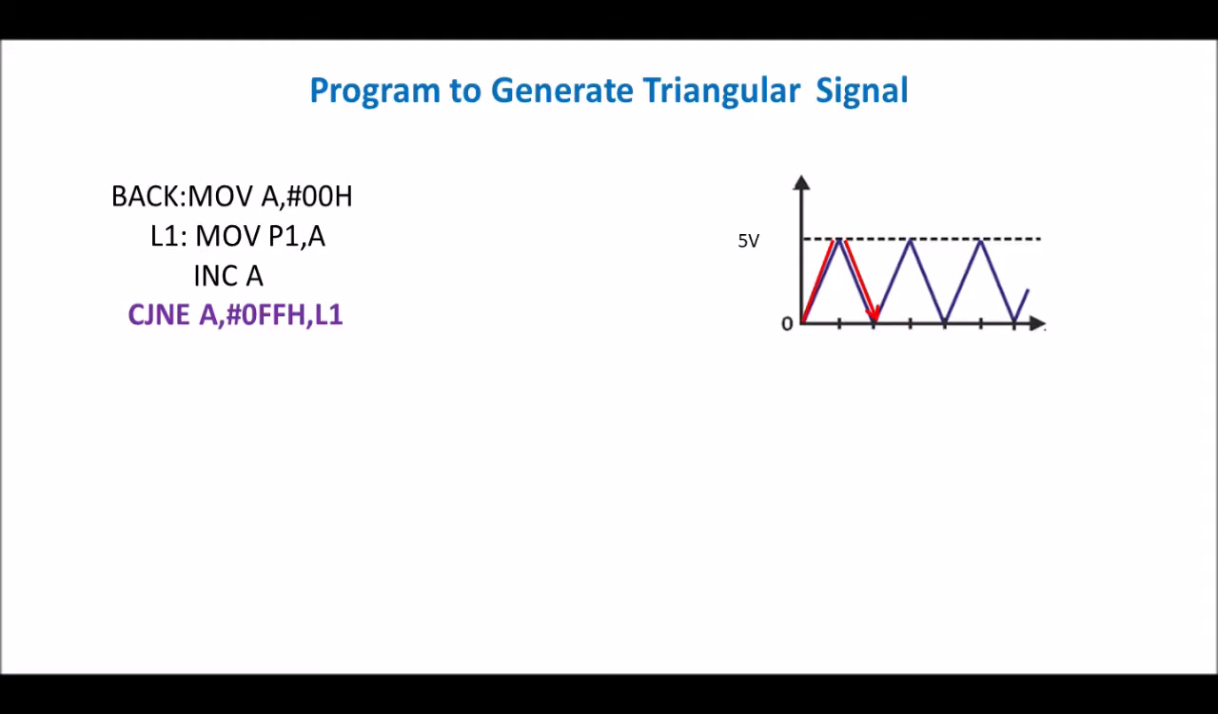If accumulator contents are FFH, then again we'll send this on port P1, and then we'll start decrementing the contents of the accumulator. After decrementing, each time we have to check whether the accumulator contents are equal to 00 or not. If they are not 00, then we'll send it on port P1, again decrement it, check it, and we'll continue till the accumulator contents become 00H. So after this, one cycle of this triangular signal is completed. We want to repeat this signal generation continuously. So we'll write here the instruction JMP L1.